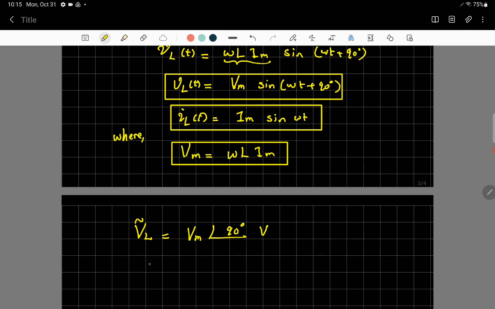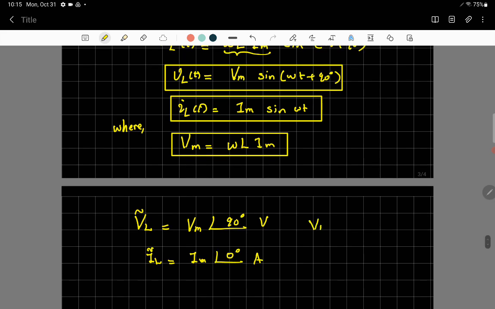The current, which we did before, let's write it again. When you look at it here, IL is equal to Im sine omega t. So the magnitude is Im and the phase shift is equal to 0. And let's remind ourselves that Vm is equal to omega L Im.